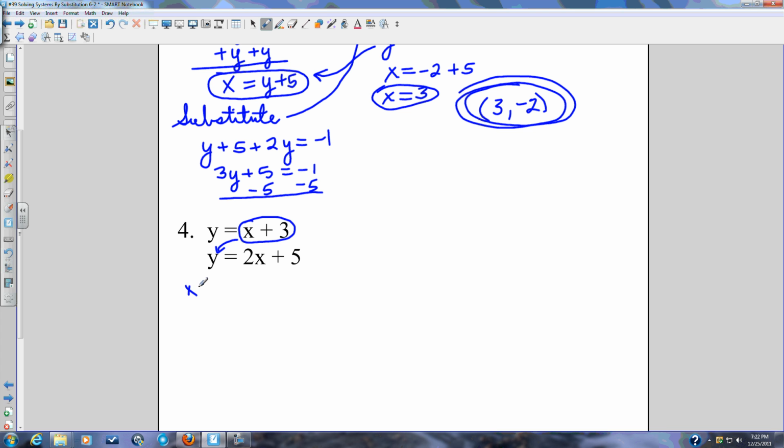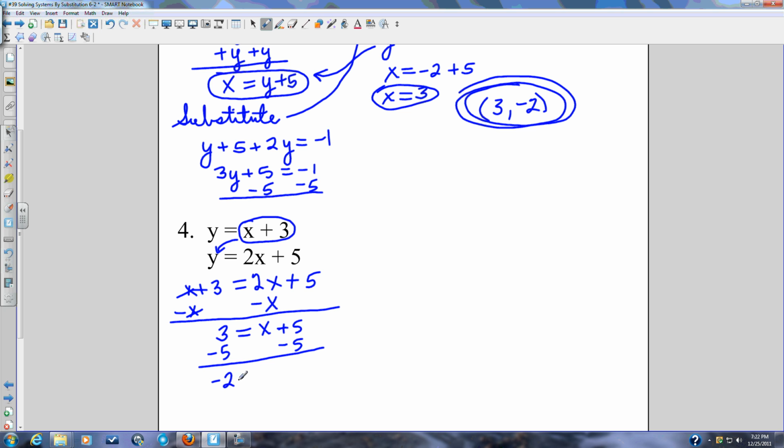So when we do that, we have x plus 3 equals 2x plus 5. So we want to get all the x's onto one side, so we subtract x from each side. And we have 3 equals x plus 5. We want to go ahead and get x alone, so we're going to subtract 5 from each side. And we have -2 equals x. So there's half of our ordered pair.